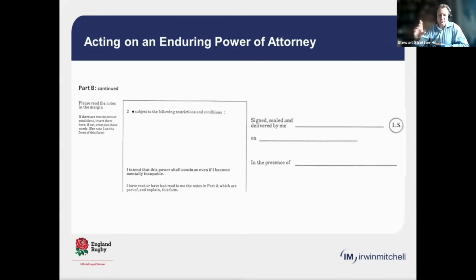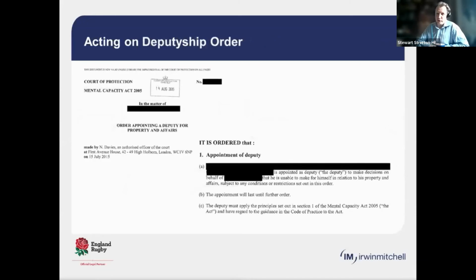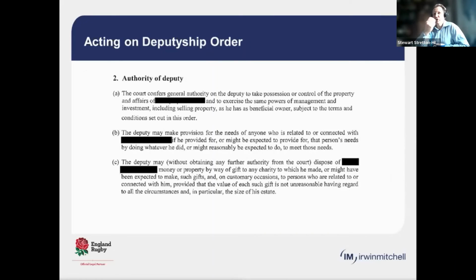Slightly conscious of time, so I'll just whistle through a deputyship order as well. You may have come across deputyship orders. These are what they look like. Basically, the deputy can only do what they're permitted to do in the court order. The redacted bit there is the person who is being appointed as deputy, so check that the name there is right. What can they do? General authority in this case to take control of property.